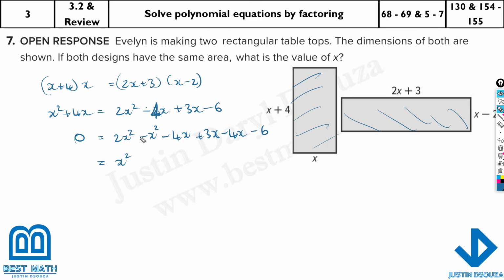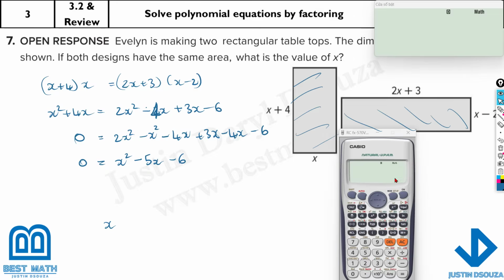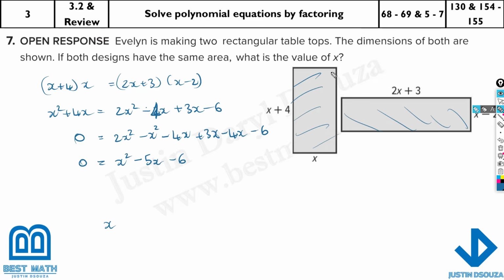So here we will have x squared. 2 minus 1 is 1. x squared, minus 4x minus x, it's minus 5x. And lastly minus 6. That is equal to 0. Now I'm going to use the shortcut method, that is directly mod 5 and 3 and then do the previous steps. Here mod 5 and 3 gives us coefficients of 1, minus 5 and lastly minus 6. The answer is 6 and negative 1. So the final answer is x is equal to 6 and x is equal to minus 1. So we know the answer must be x is equal to 6. Why? Because you can't have minus 1 as the dimension.